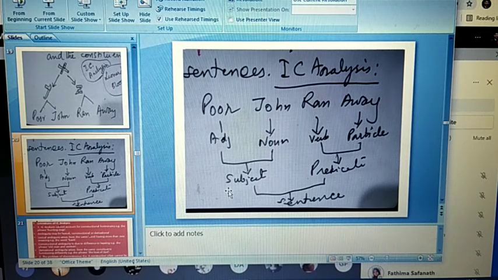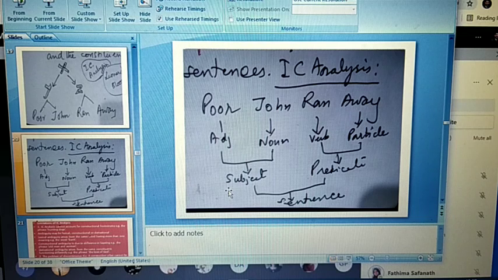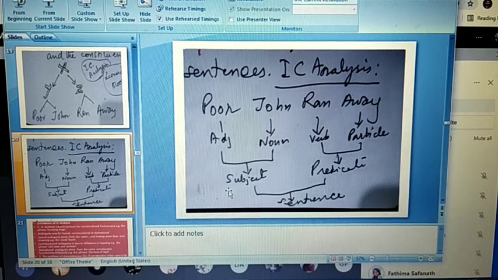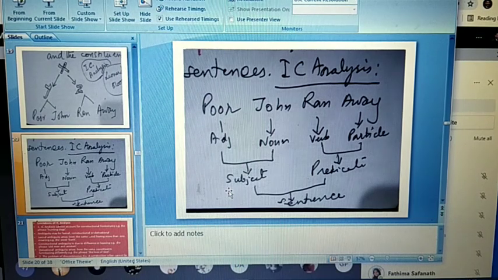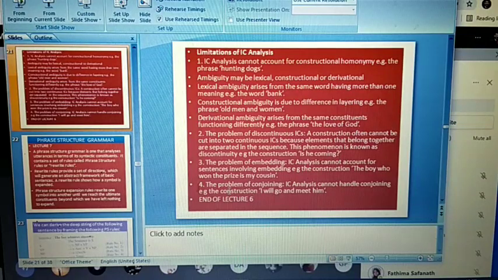I repeat, immediate constituent analysis helps us to come to the very ultimate constituent of an utterance or a sentence. We find each and every layer in a sentence. Of course it helps us to analyze the sentence, but it doesn't work all the time. It has a lot of limitations. And now remember, my dear students, we are going to discuss the limitations of IC analysis. This is very important for you.